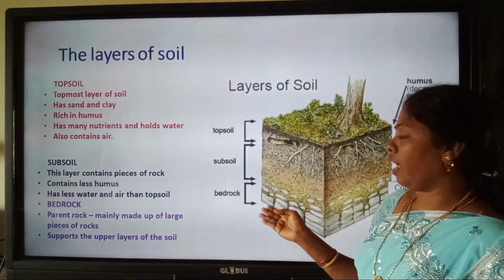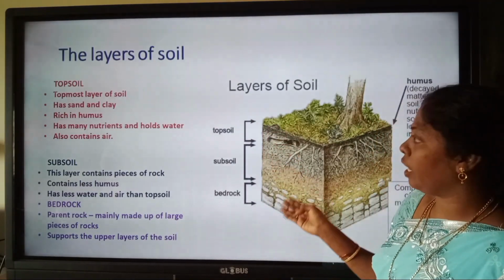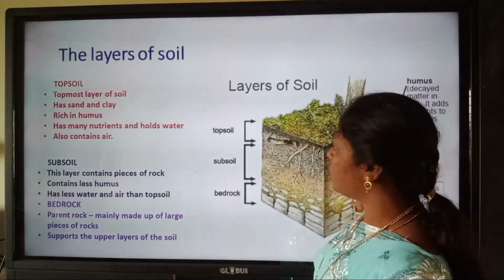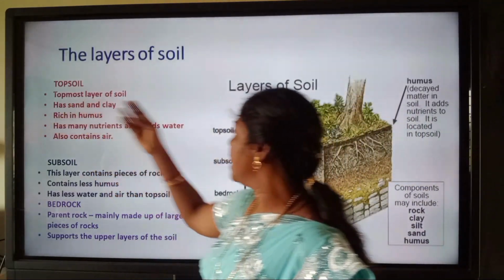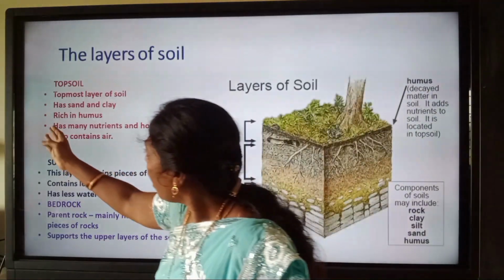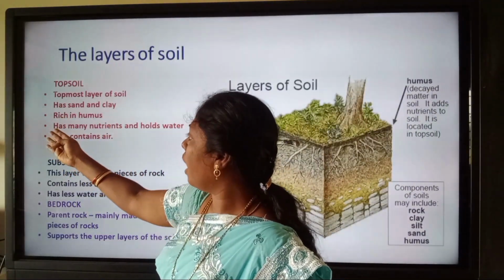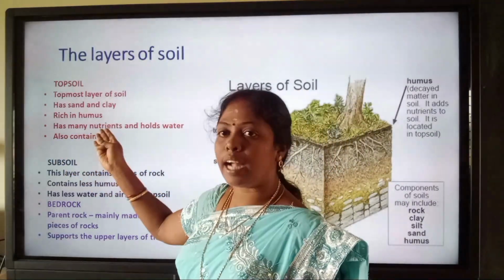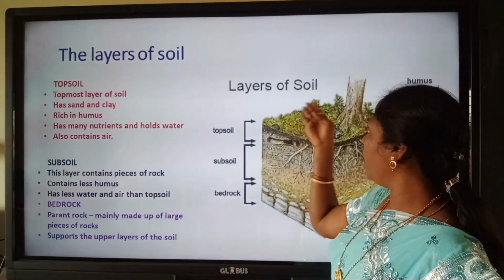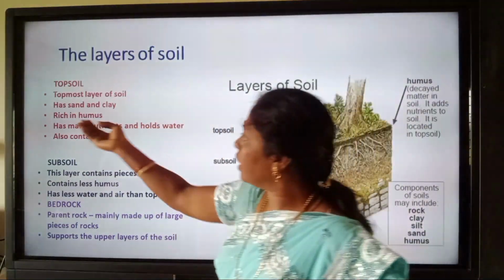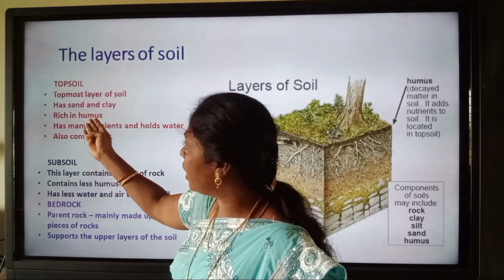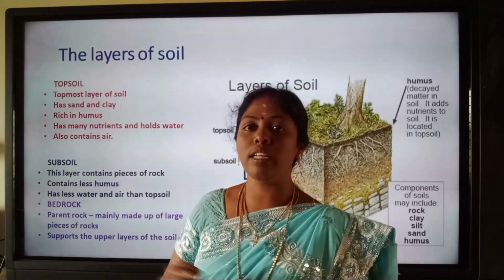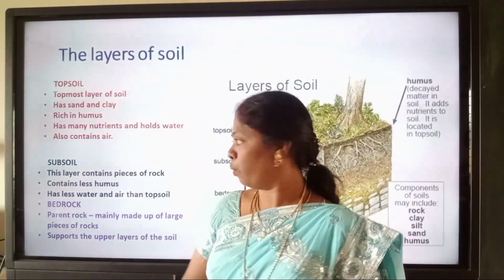And let us learn about the layers of soil. There are three different layers of soil: the topsoil, subsoil and the bedrock. The topsoil is the topmost layer of the soil and it has sand and clay. It is rich in humus and has many nutrients, holds water, and also contains air. So it is very important for the plants. That is, the plants need humus, sand, clay, nutrients, water and air. So it is very much suitable for the plants to grow.